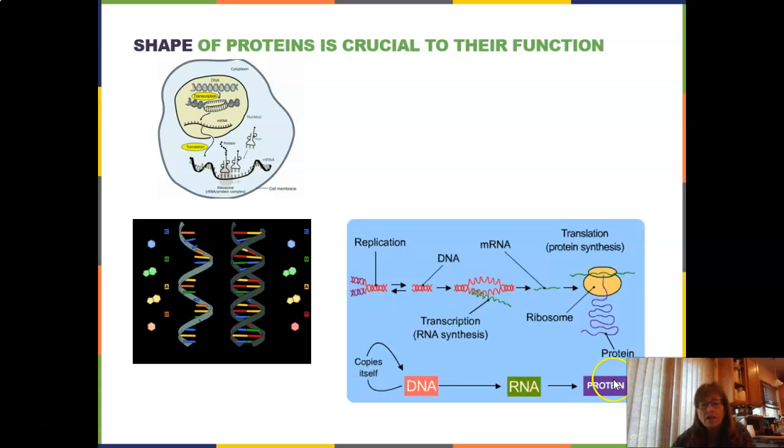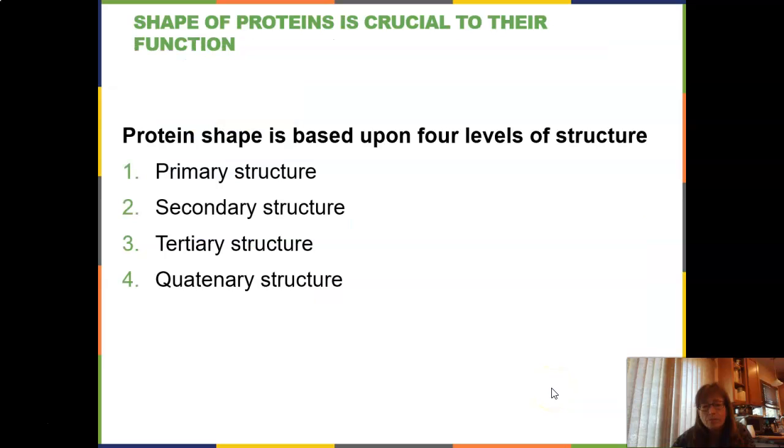So this is kind of the way things go. We have DNA, which is going to make a little copy of something we call RNA. And that copy is actually a part of that DNA. And then it's going to leave the nucleus, it's going to go out, and proteins are going to get constructed.